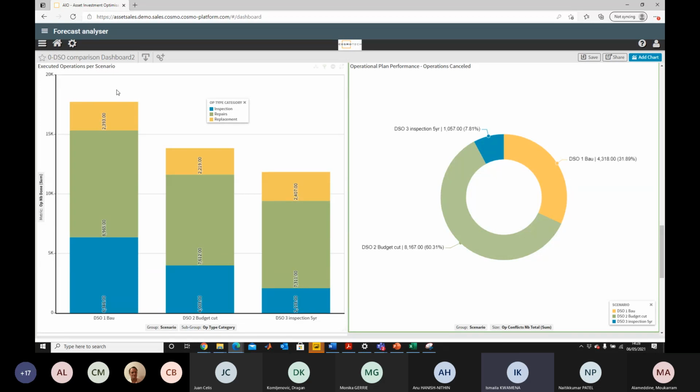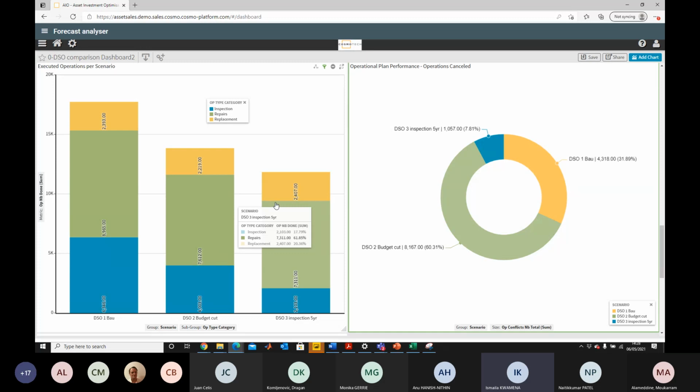Yeah, so this chart over here shows the types and number of operations that are performed for all the scenarios. This blue section here represents all the inspections that will be performed. The green one represents the repairs that will be performed, and the yellow represents the other replacements that will be performed. So we can see that the business as usual scenario is where we have most of the operations being performed. There are more operations being performed here than in these other two scenarios.